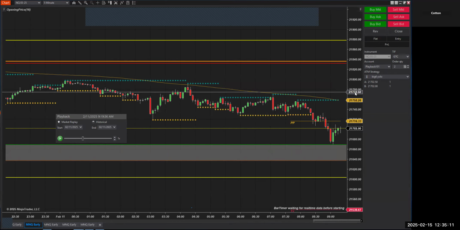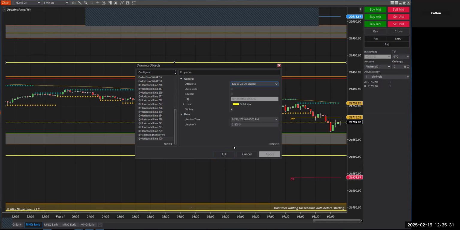And then can you copy from chart to chart? Like I'm looking at my daily. Yes, you double click on it, and it says attach to. You can put attach to all, and it will attach to all your NQ charts. Okay. I thought I had that because I'm not seeing those.